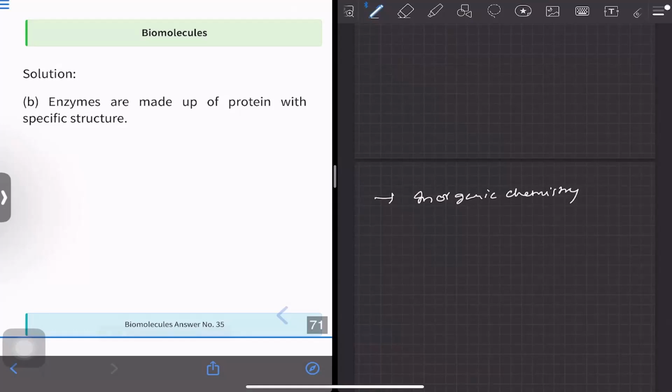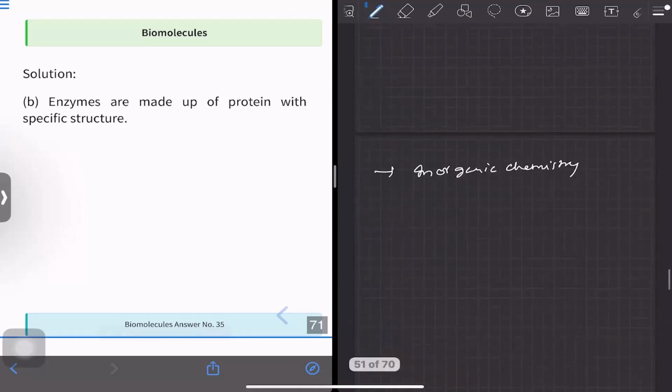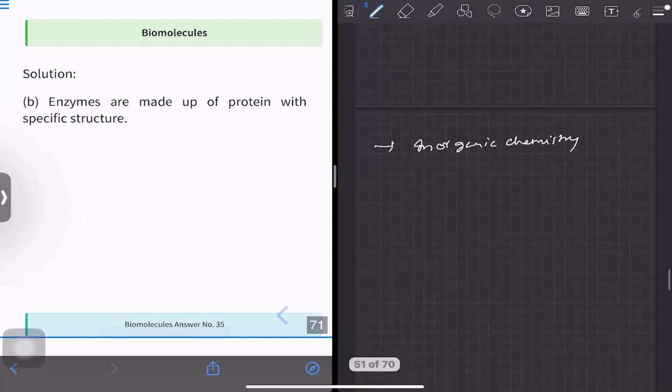In biology, you always have to remember the facts, you have to memorize every line of NCERT. Biomolecules will also come under inorganic chemistry, where everything needs to be remembered. You have to revise multiple times to achieve perfection in this chapter. You have to remember everything.